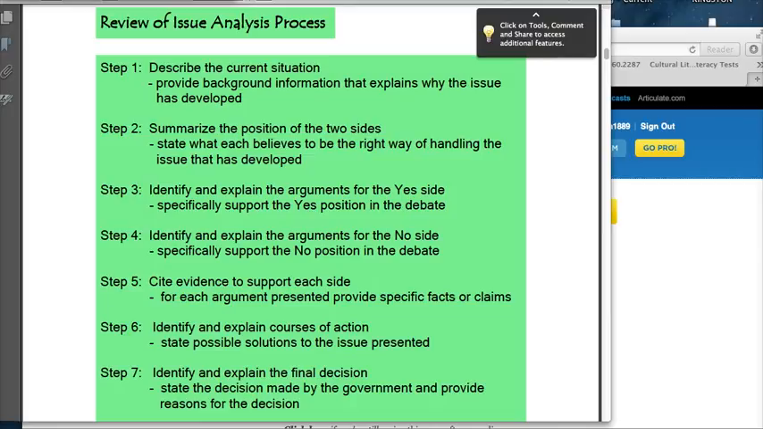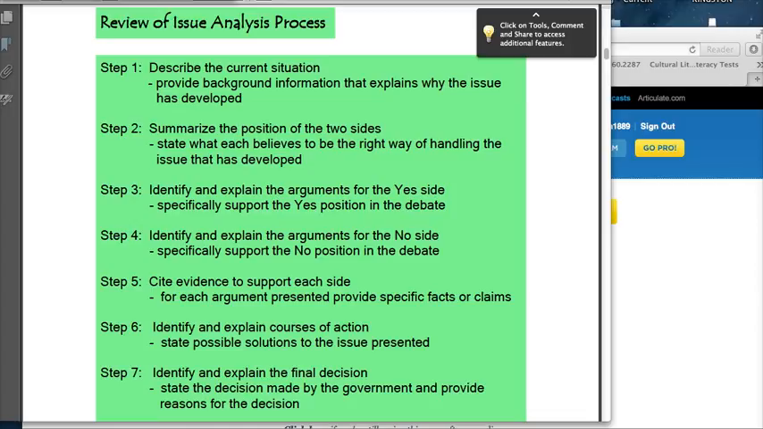We have to remember that when we're analyzing things from an historical perspective, there are at least two sides. So we want to examine the actions in Acadia from the side of the British who made the decision, and secondly, from the point of view of the Acadians who were affected by the decision. The third step asks you to identify and explain the arguments for the yes side, and the yes side in this particular situation would be yes, the actions that were taken, the three actions that were taken, were correct.